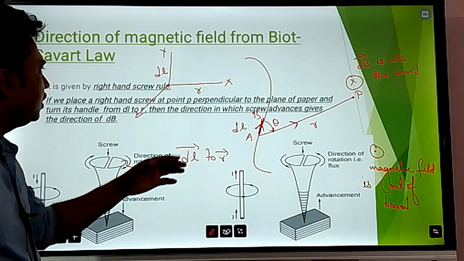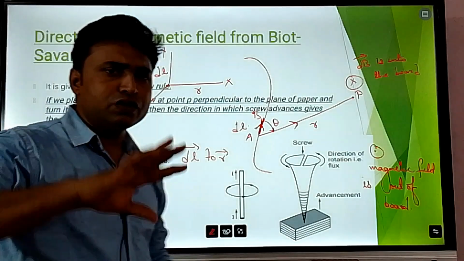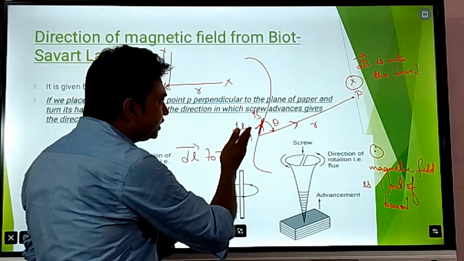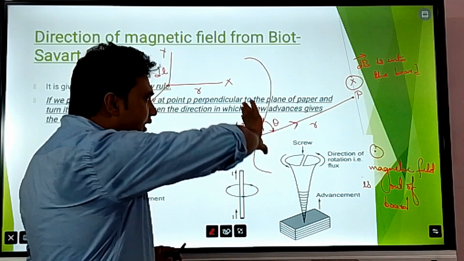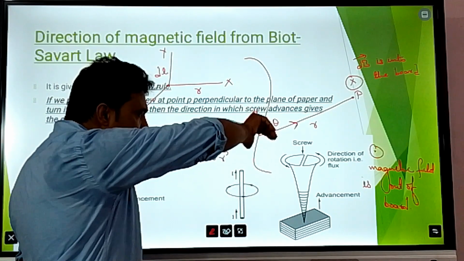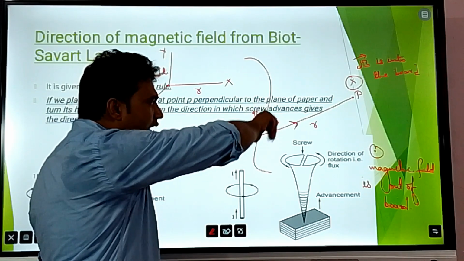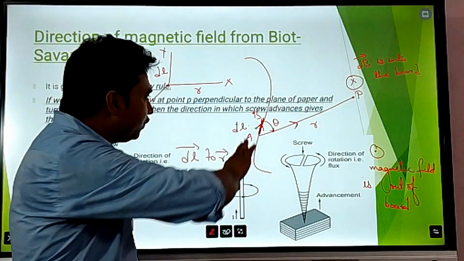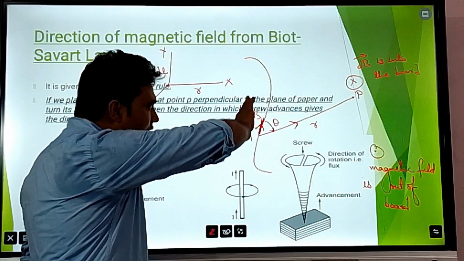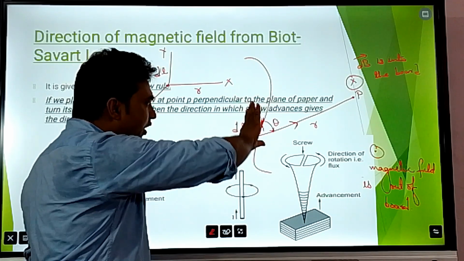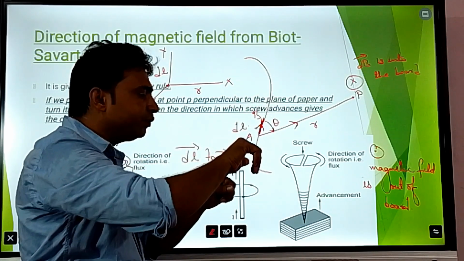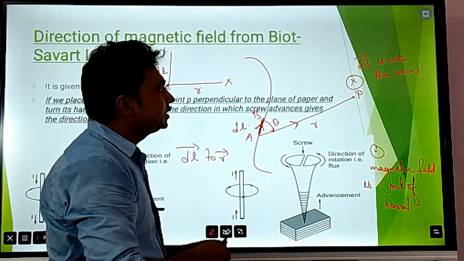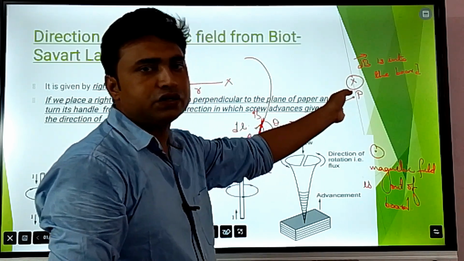Or without using the right hand screw rule, you can also make use of your fingers. Here the direction of dL is in this direction and r is in this direction. Turn the forefinger from dL to r, and see in which direction the thumb points. In this case the thumb is pointing into the board. So the direction of the magnetic field will be into the board.